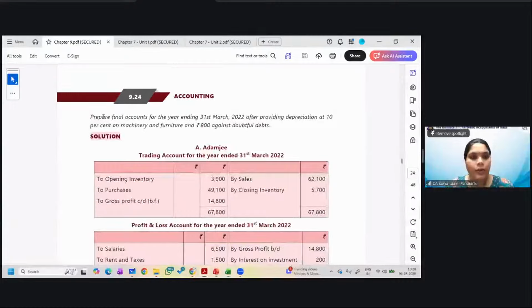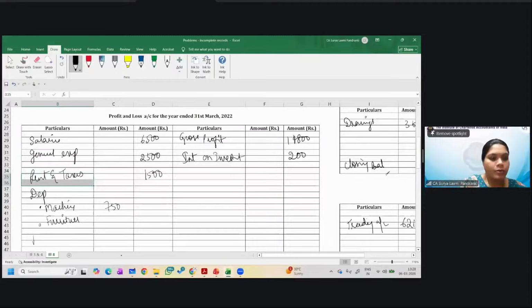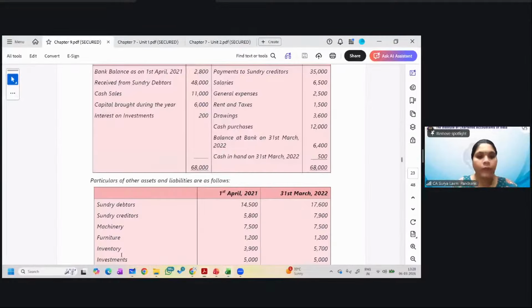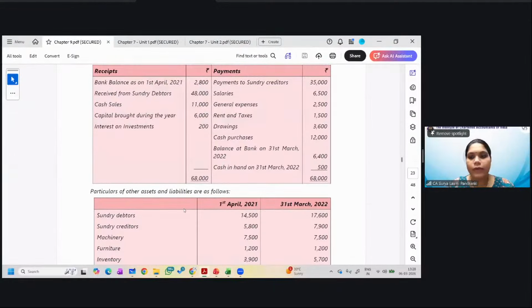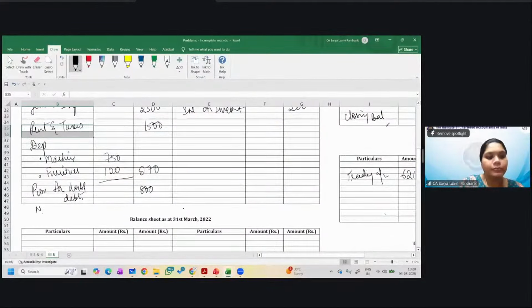Okay. So here they only told provide 10% depreciation. So we have done that. They also told 800 for provision for doubtful debt. So this also has to be taken. No? Doubtful debts, just 800. I think we almost covered all of them. So calculate net profit.